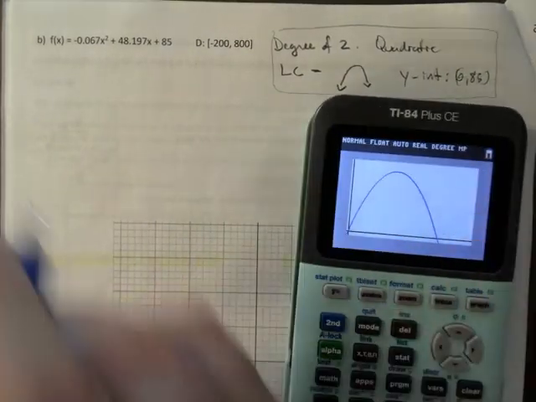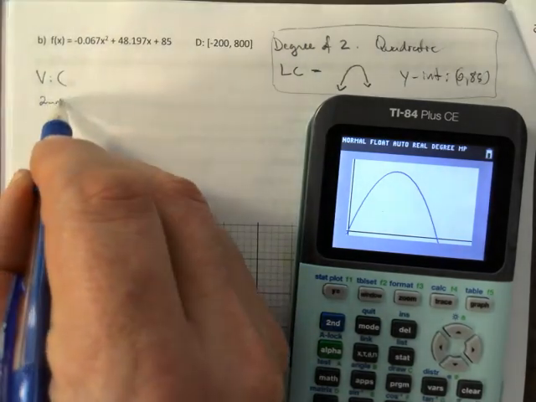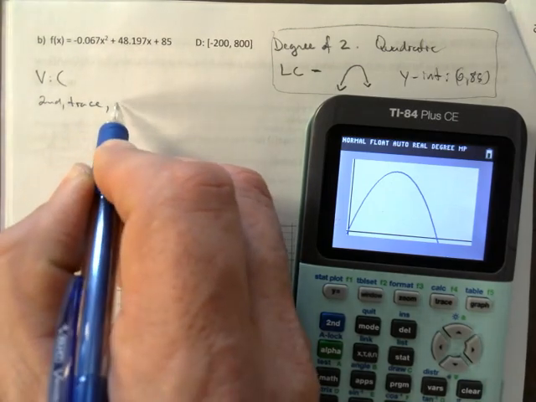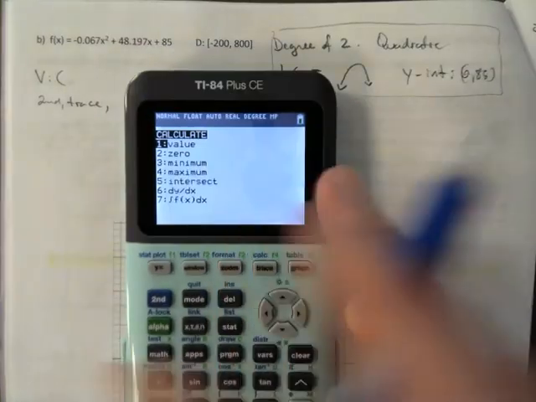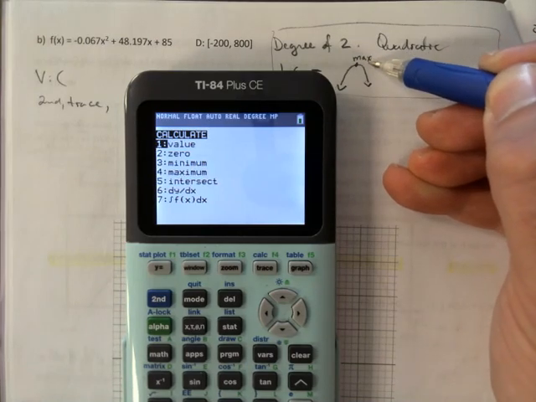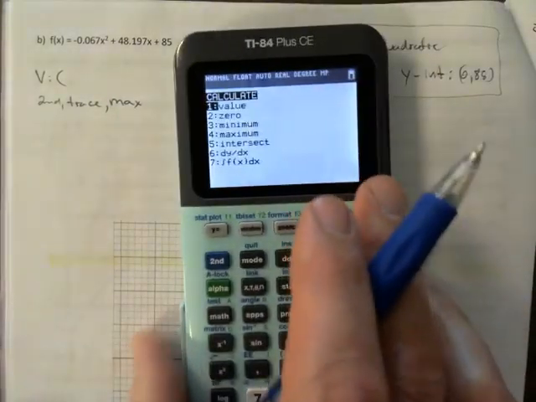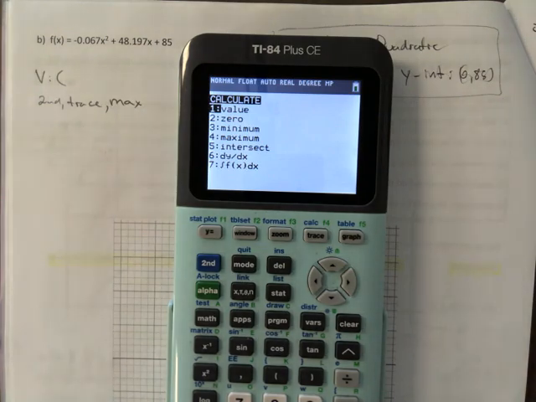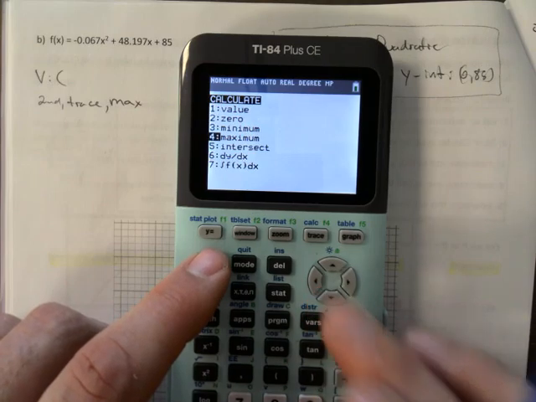So let's find the vertex. I'm going to go second trace. What are we going to use for this? Which function? Second trace. We're going to have to use max, because that's our max up there. Okay, that's the highest part. So this is what I require you to do. Just go second trace max. If you're going to complain about keystrokes, we can make you do this by hand. I don't think you would appreciate that, right? So this is the minimum I'm asking you to do.